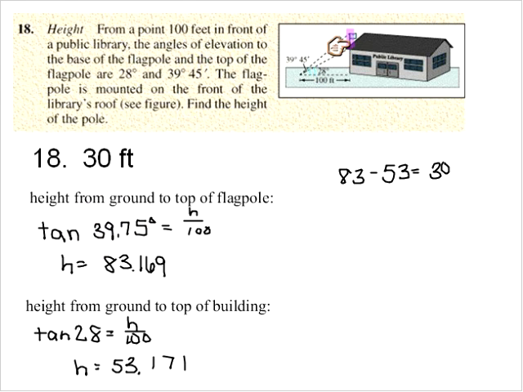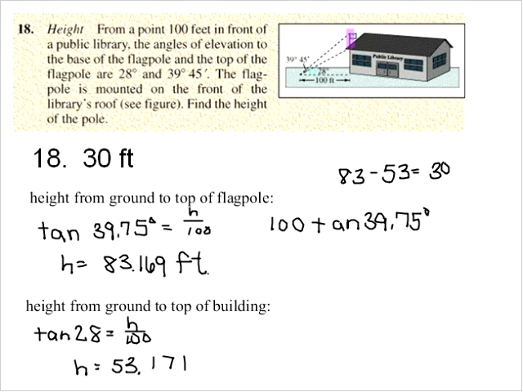Now I'm trying to find the height, so that's opposite, and I know adjacent. Opposite over adjacent is your tangent function. So tangent of your 39.75 equals your height divided by 100. To solve for h, you multiply both sides by 100. So 100 tangent of 39.75 degrees is approximately 83.169 feet. So that's the height from the ground all the way to the top of the flagpole.